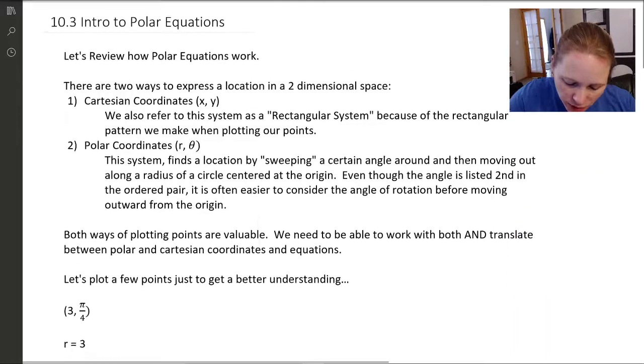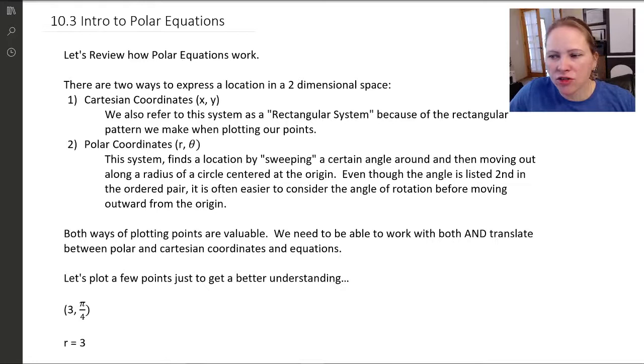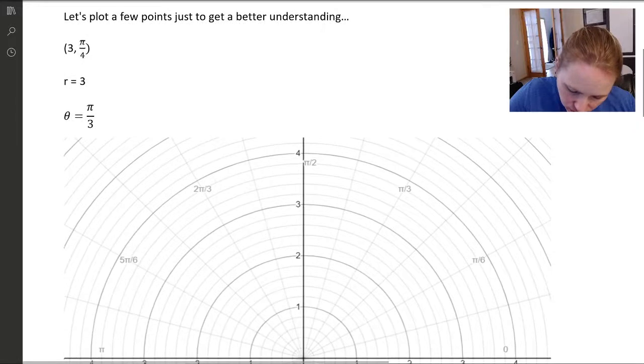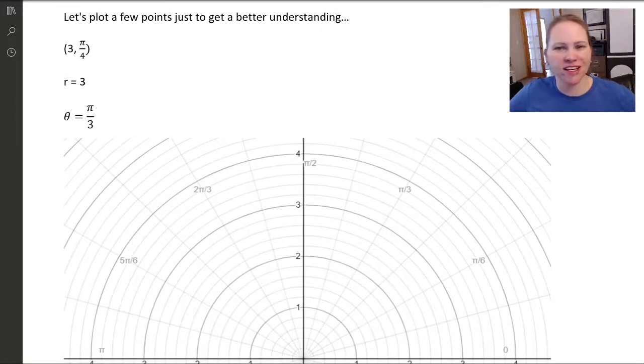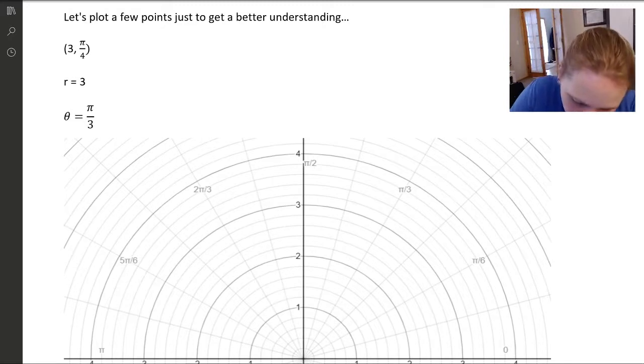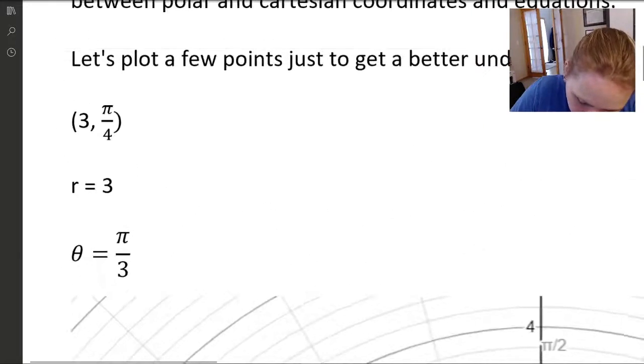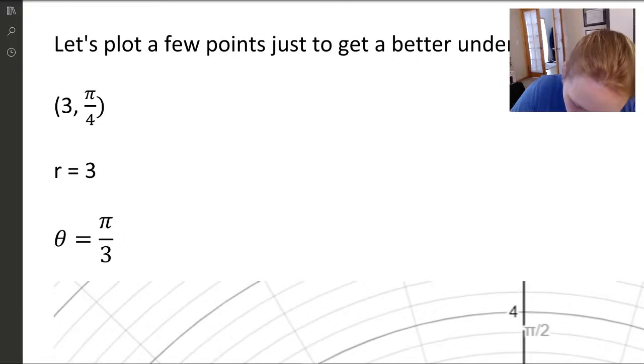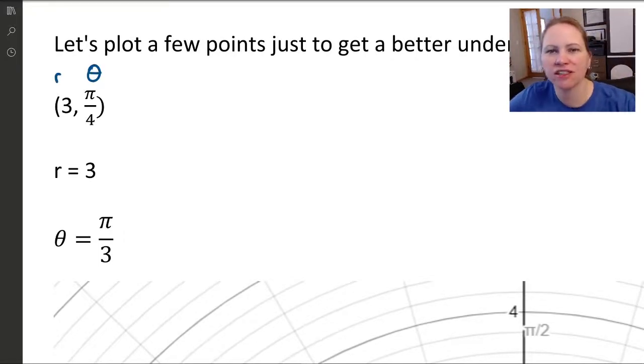And when we graph a polar equation, what's important to understand is that no longer are you moving left, right, up, and down, but instead you are sweeping around and moving out. And when we plot some points, we're so used to seeing X and Y and going over X and up Y. And here, this set of ordered pairs, this would be what we call r, and this is what we call theta. And when we plot, I prefer to deal with theta first.